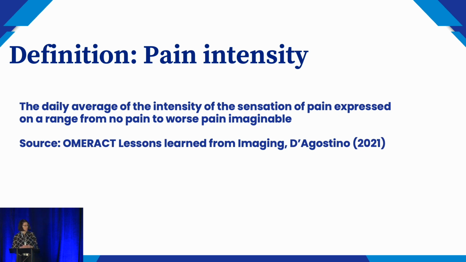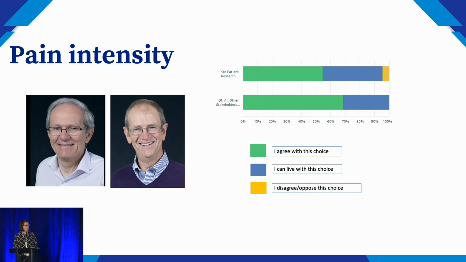So here's the definition: the daily average of the intensity of the sensation of pain expressed on a range from no pain to worst pain imaginable. And the source of that is from the OMRAC manuscript, Lessons Learned from Imaging, which was published by Mata and team recently. And here we have George Wells and Peter Tugwell. They're going to be leading this domain.